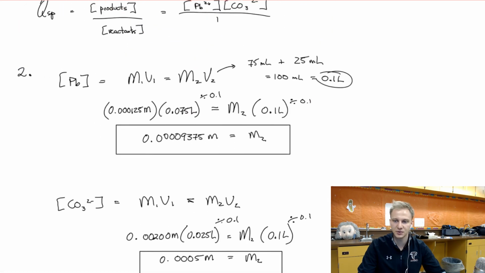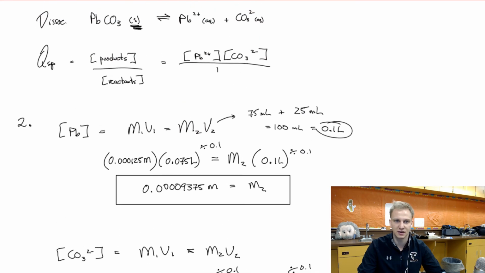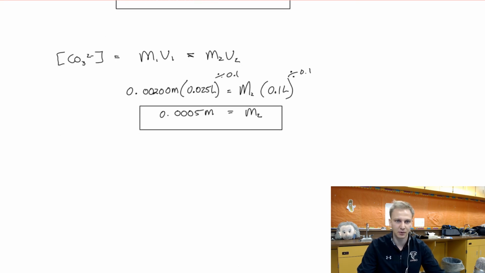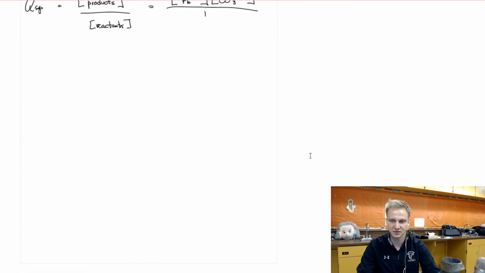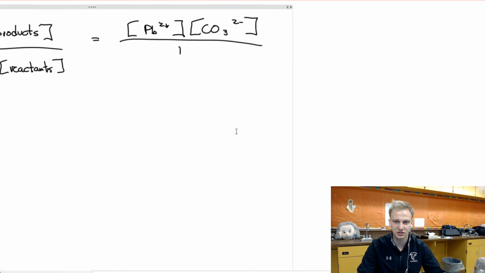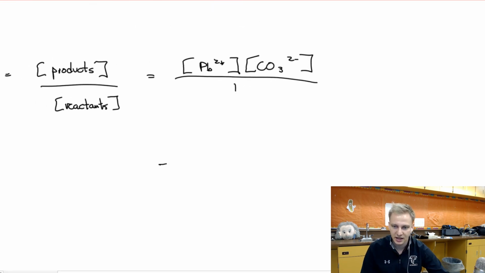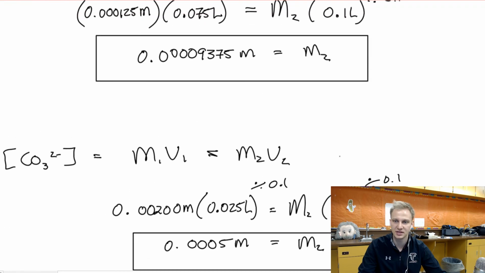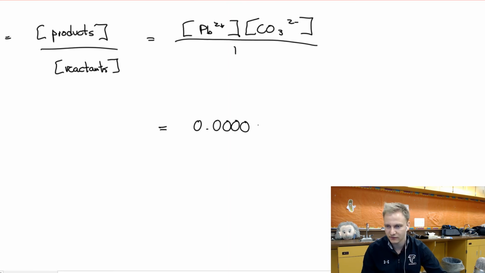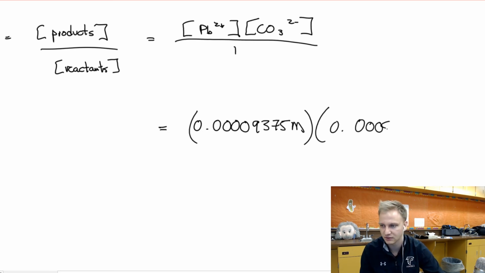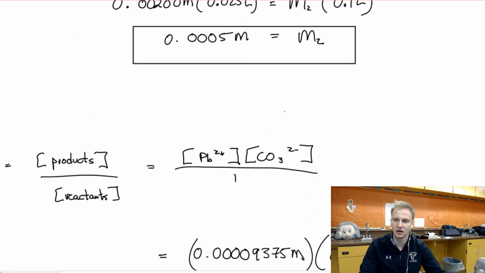Right now what we've done is solve for the two concentrations of this QSP expression. So I'm going to copy this QSP expression and move it down here to give myself some more space. Now we have those actual concentrations to plug into this equation. The concentration of Pb was 0.0000937 5 molarity. And the concentration of the CO3 was 0.0005 molarity, which is what we solved for up here.